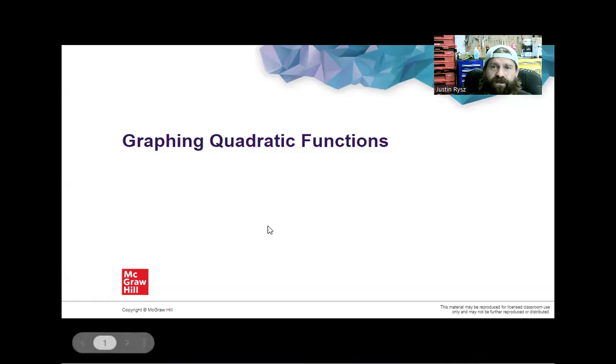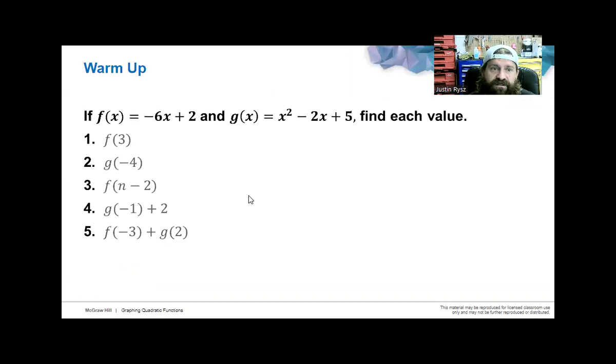So chapter 3 is all about quadratic functions. So we're no longer doing linear functions anymore. We're looking at quadratic functions, so things that are curves, and we'll talk about parabolas and things like that. And today we're going to be looking specifically at the graphs of functions.